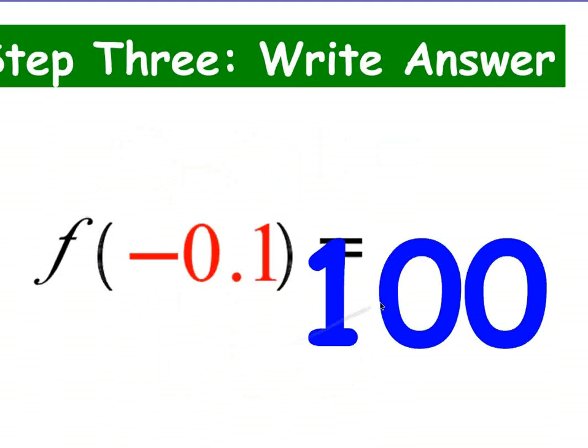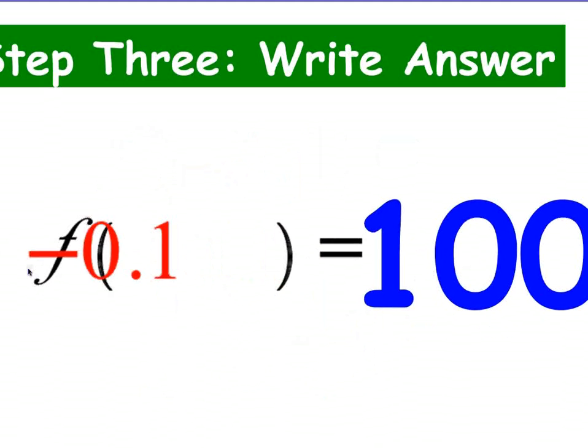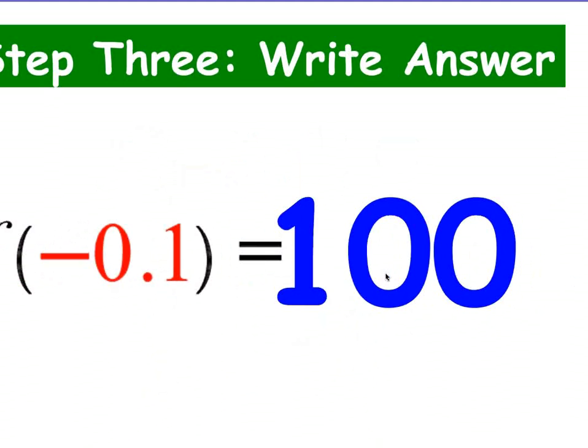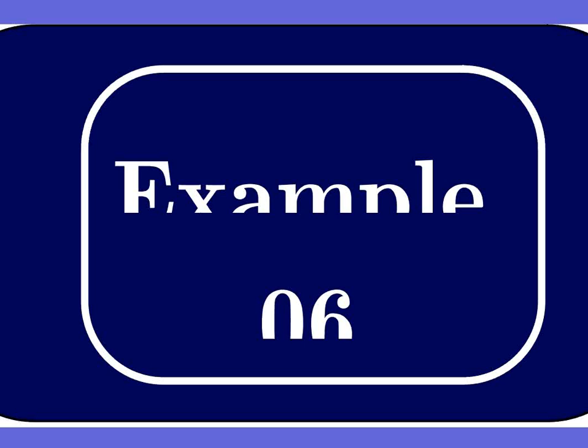Let's see if I have room to put it in one line, there we go. F of negative 0.1 equals 100. It's simple. Example 6.